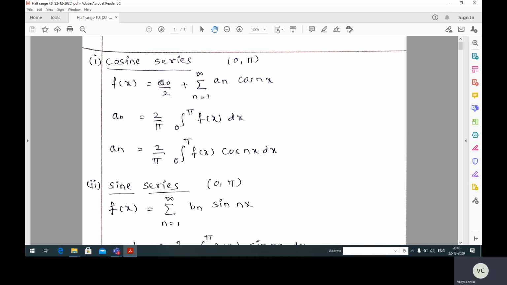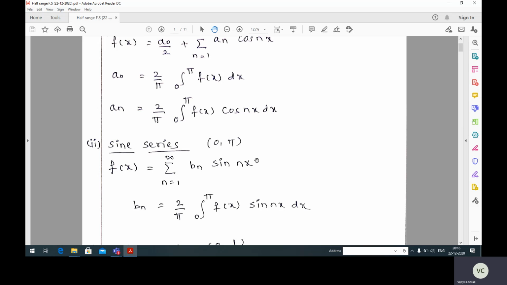interval 0 to pi. So f of x is equal to a naught by 2 plus summation n is equal to 1 to infinity a n cos nx, where a naught is equal to 2 by pi integration from 0 to pi f of x dx, a n is equal to 2 by pi integration from 0 to pi f of x cos nx dx.